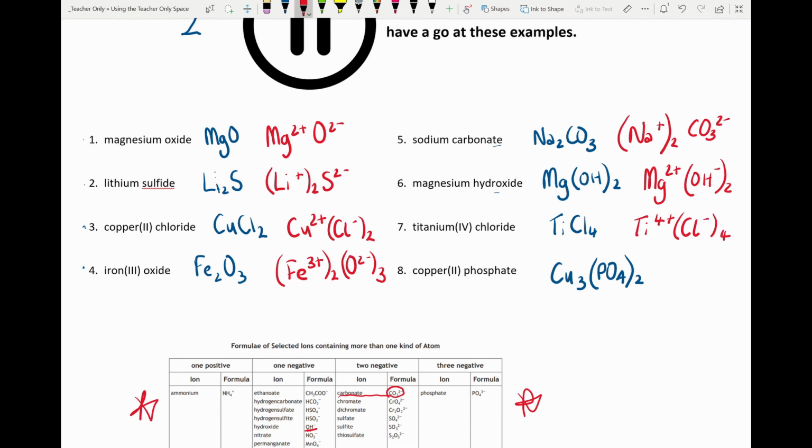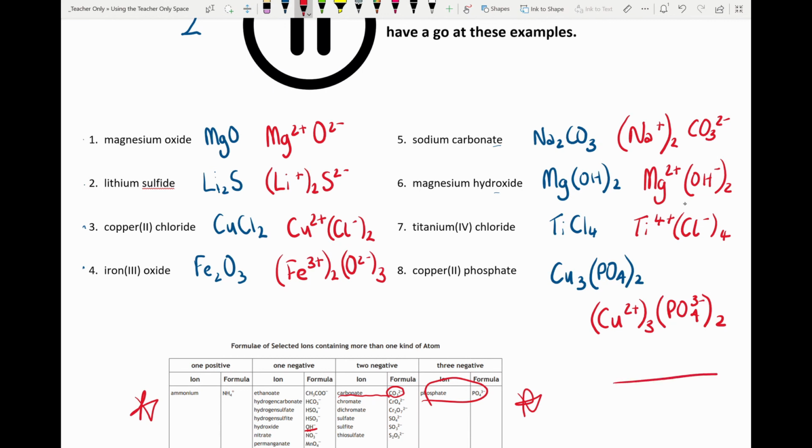And then this last one, okay, it's a biggie. So we've got copper 2+, because it's copper 2, the Roman numeral 2. We've got 3 of them. We've already got our PO4 in brackets and our 2 on the outside. That's not going to change, but we're going to use our data book down here. Phosphate is PO4 3 minus.